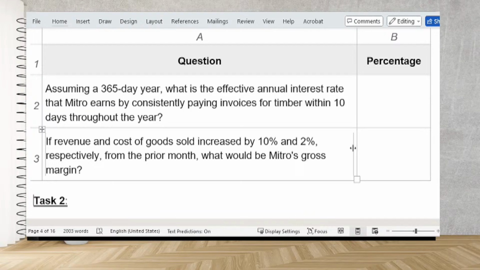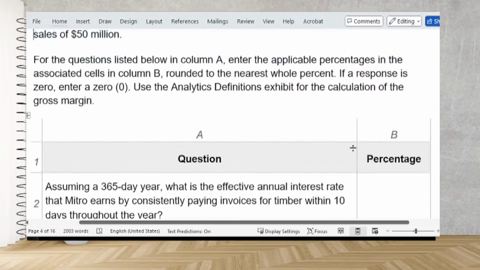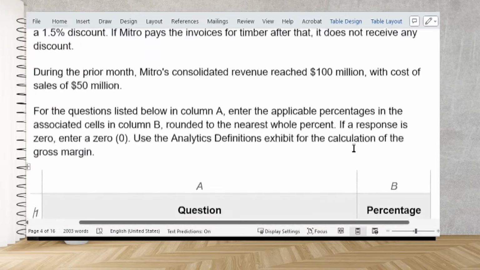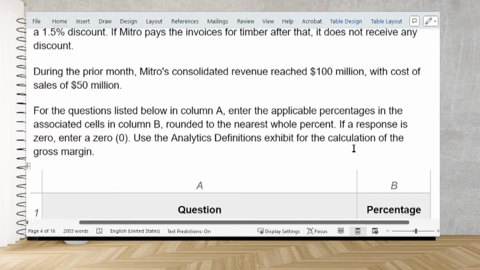Within 10 days throughout the year. First, we will see task one. Okay. So purchase all the timber from one vendor with the standard payment of 30 days. If Mitro pays the invoices for the timber within 10 days of the invoice date, it receives a 1.5% discount. Okay. If it pays after that, it does not receive any discount. Okay, during the prior month consolidated revenue reached 100 million with the cost of sales 50 million. Okay, below enter the applicable percentage associated with column B.